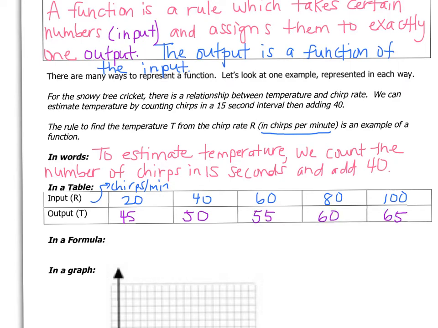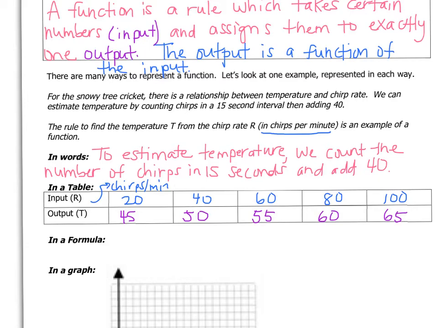What we should have ended up with is a temperature of 55 degrees, 60 degrees, and 65 degrees for the chirps per minute of 60, 80, and 100. Be sure, if you are confused, that you ask about this. We'll take time in class next time to go over what you did in the video, so make sure that you ask if you're a little confused on this.